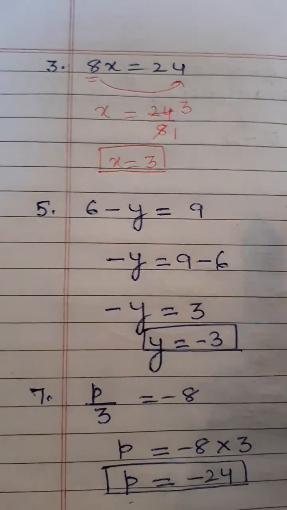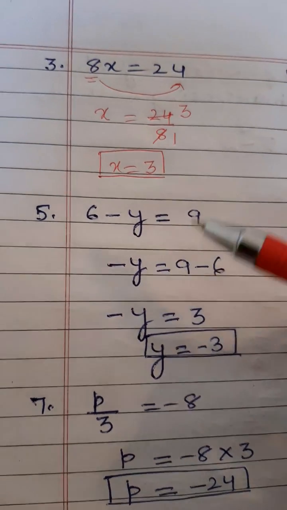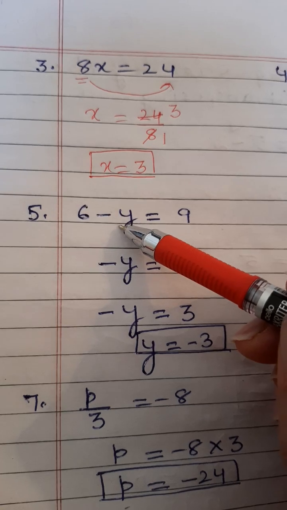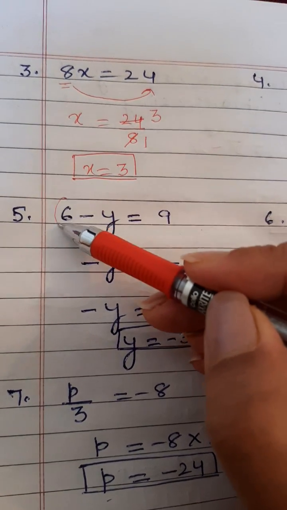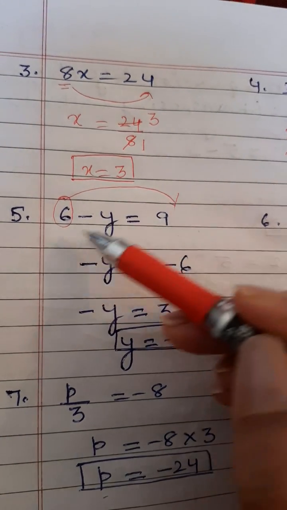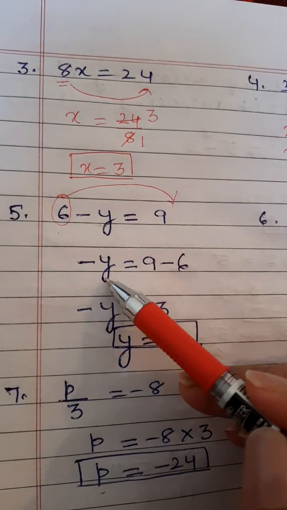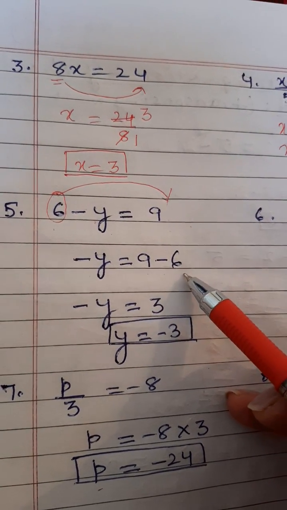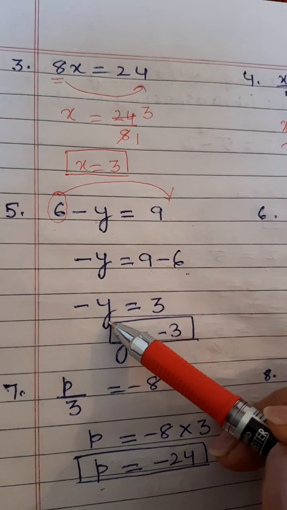Now here, students, in this case 6 minus y is equal to 9. Because we want to find out the value of y, it hardly matters that it is minus y and 6 is written here. You just take this constant to the other side, and because this is plus 6, it will become minus 6. So here minus y is equal to 9 minus 6. Now 9 minus 6 is 3. So now minus y is there.